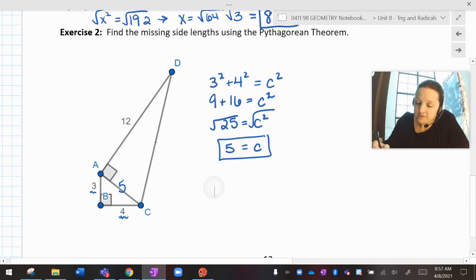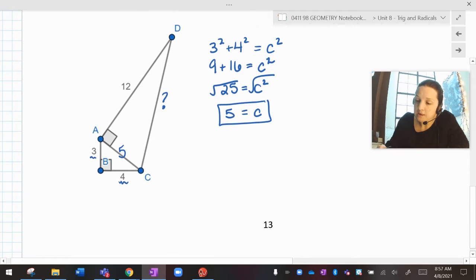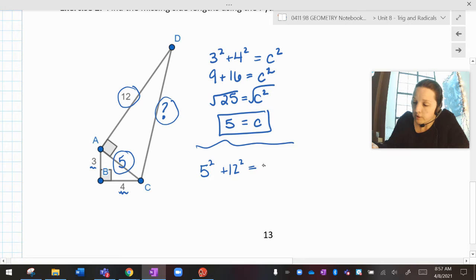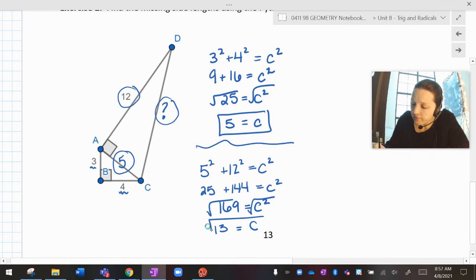Then I have one more missing side right here for DC. A, B, C. 5 squared plus 12 squared equals c squared. So that's going to be 25 plus 144 equals c squared. That's 169. And the square root of that is 13.